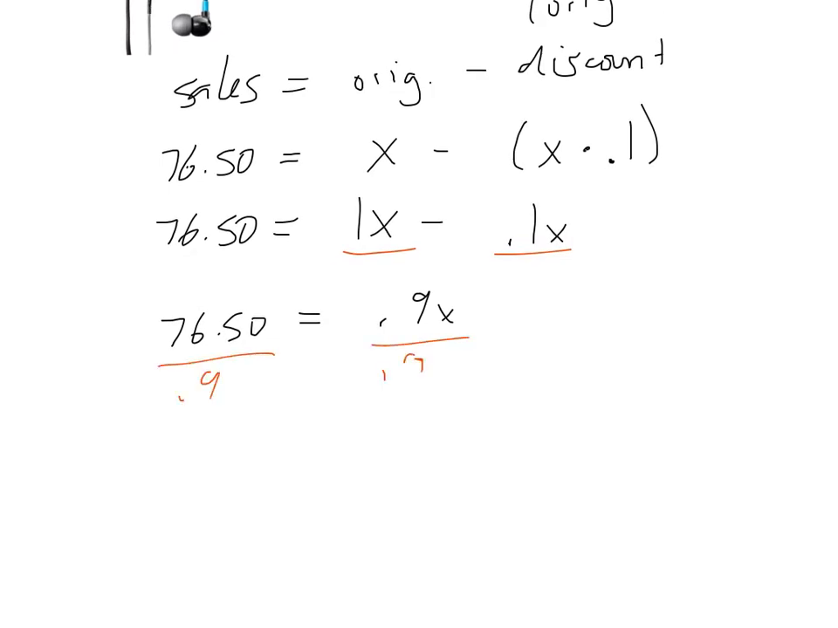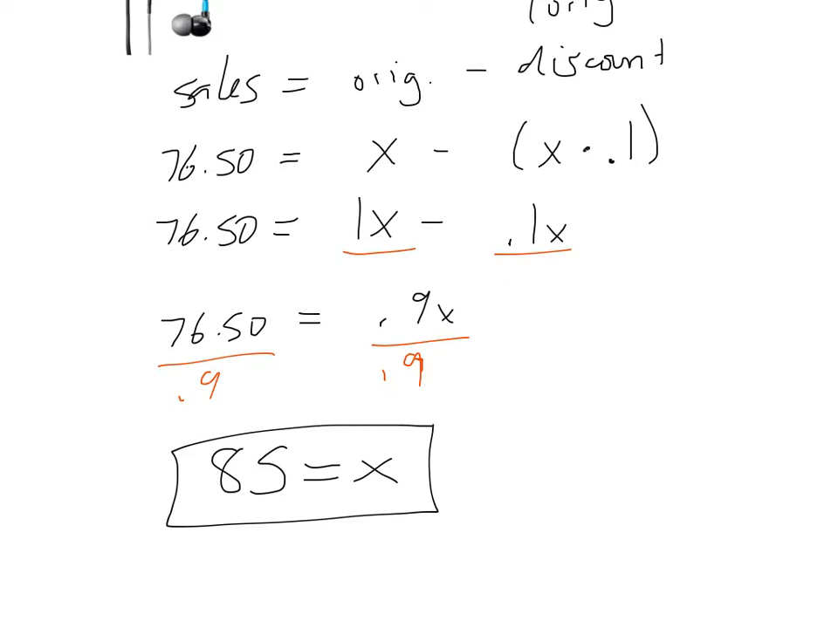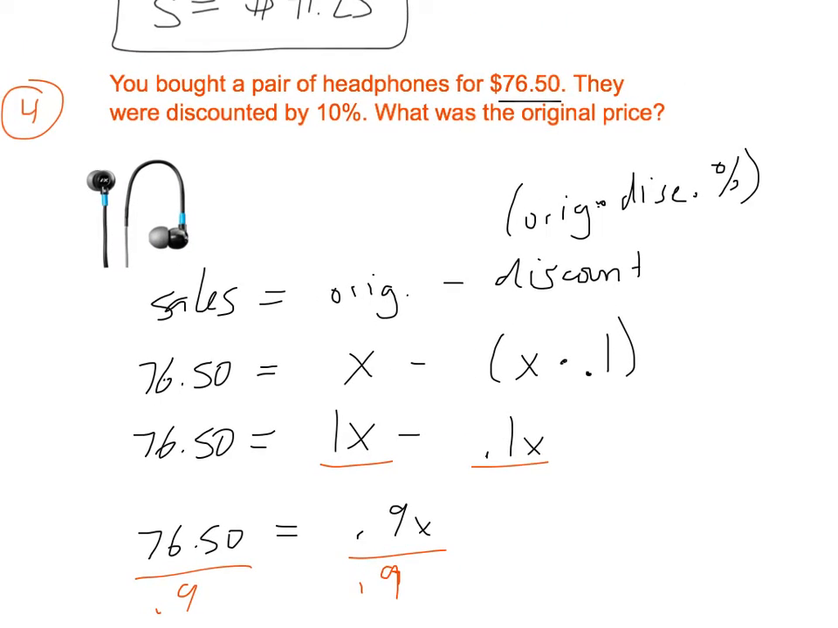Then we're going to divide by 0.9 to get X by itself. Divide by 0.9, divide by 0.9. And when you take $76.50 and divide it by 0.9, you end up getting $85 equals X. And there you go. So what does that mean? Well, it means that these headphones were originally $85. They were discounted by 10%, and that got you to $76.50.